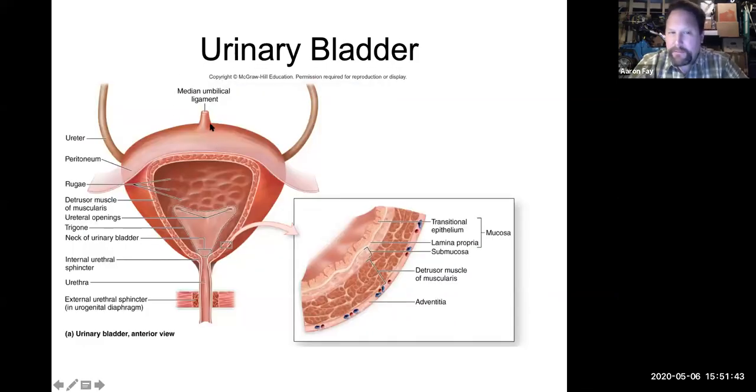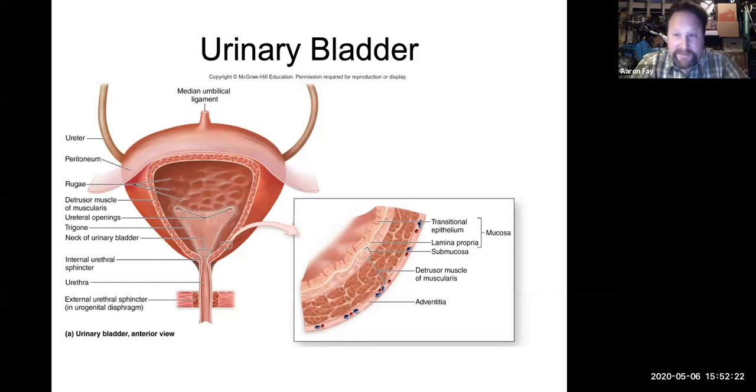Oh, one little point that I forgot. What's this thing up here? The median umbilical ligament. Long story short, when the fetus is inside the mother, the kidneys are starting to function. Cells in the fetus are metabolizing, they're making waste products. The fetal kidneys start cleaning the blood. Fetal kidneys are going to produce urine. The fetus does not urinate in the amniotic fluid, right?